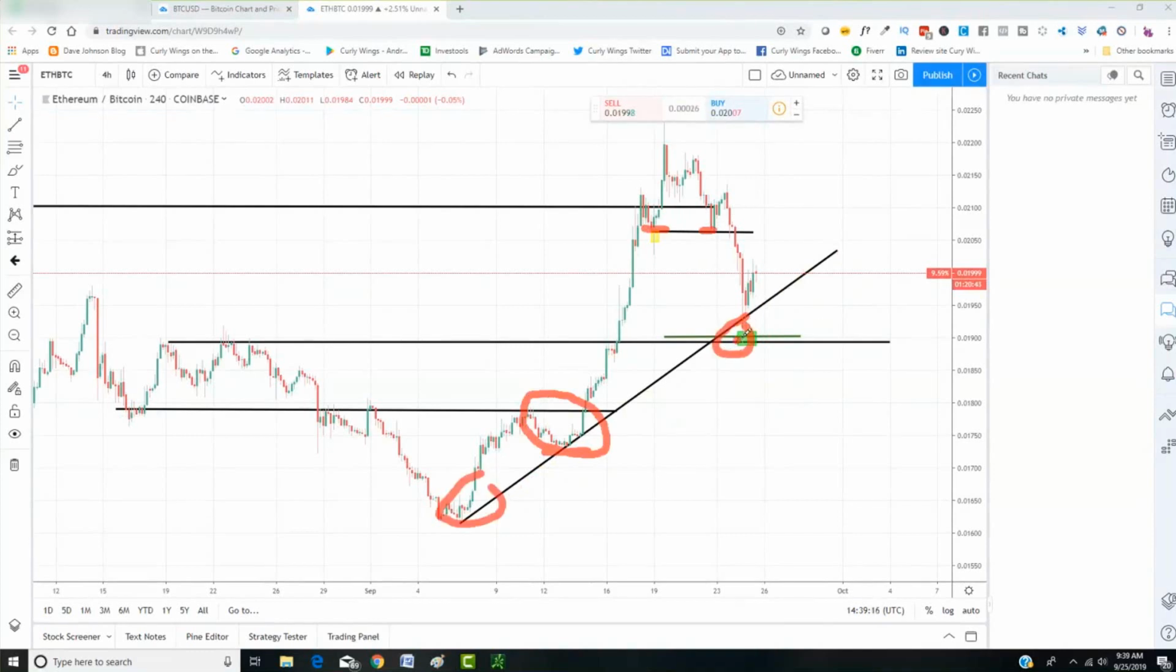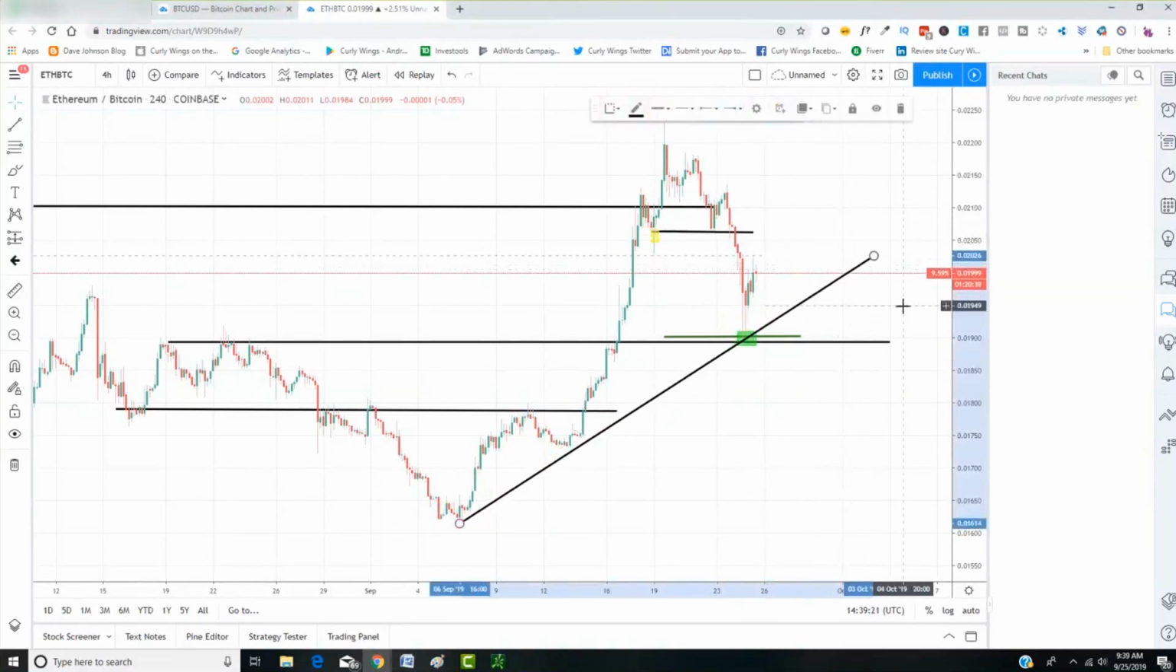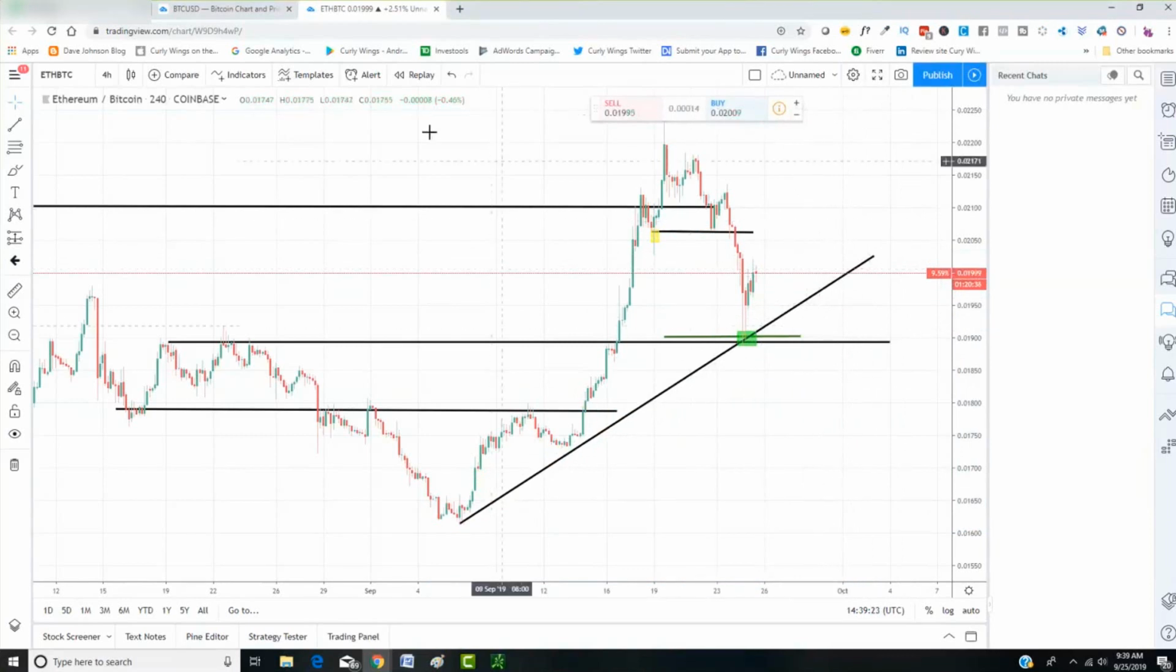Put in a low right here, so I could redraw this line. I drew this line, I could redraw it like that. Okay? So we're still doing fine, but let me show you what I did.